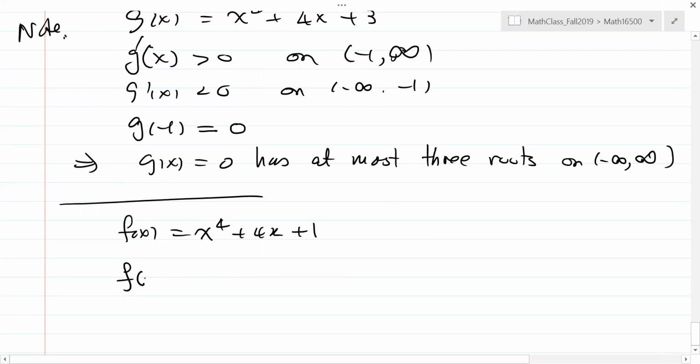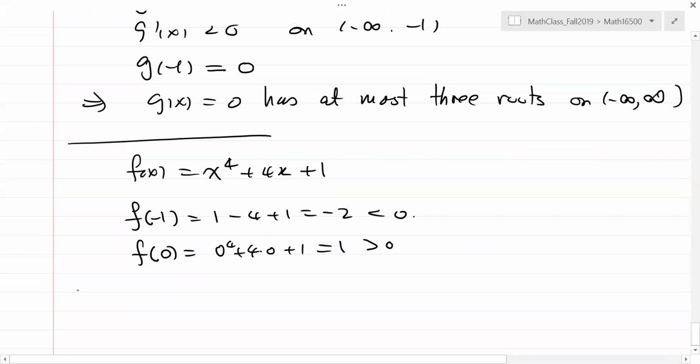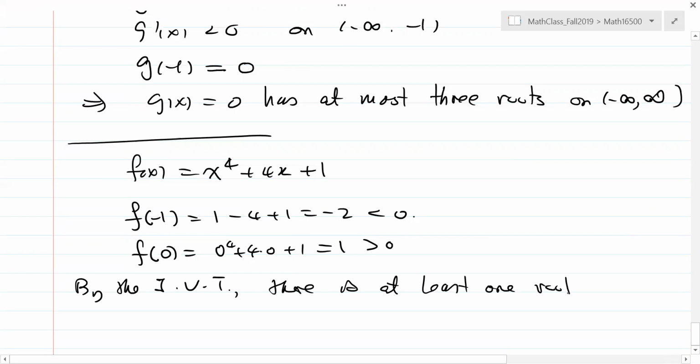I know f of negative one is going to be 1 minus 4 plus 1, it's negative 2, it's negative, right? So I look at the next value, 0. Okay, f of 0 is going to be 0 to the 4th plus 4 times 0 plus 1, it's positive. Okay? So by the intermediate value theorem, there is at least, this time, at least one root in the interval from negative one to zero.